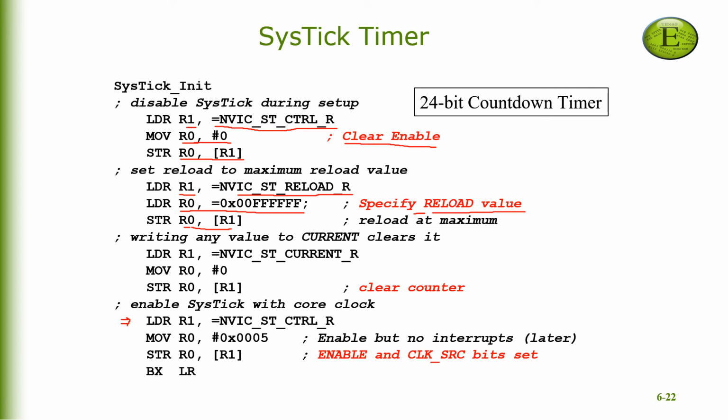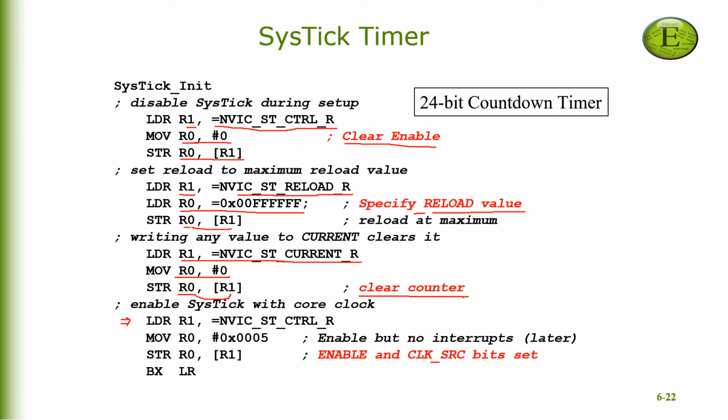Next, we wish to set the current value of the timer equal to 0. We put 0 into R0, and we reference the NVIC current register by storing its address in R1, and then store the value equal to 0, which is in R0, to the NVIC current register. This will clear the counter. So the counter has been reset, the timer has been reset. Its current value is 0.